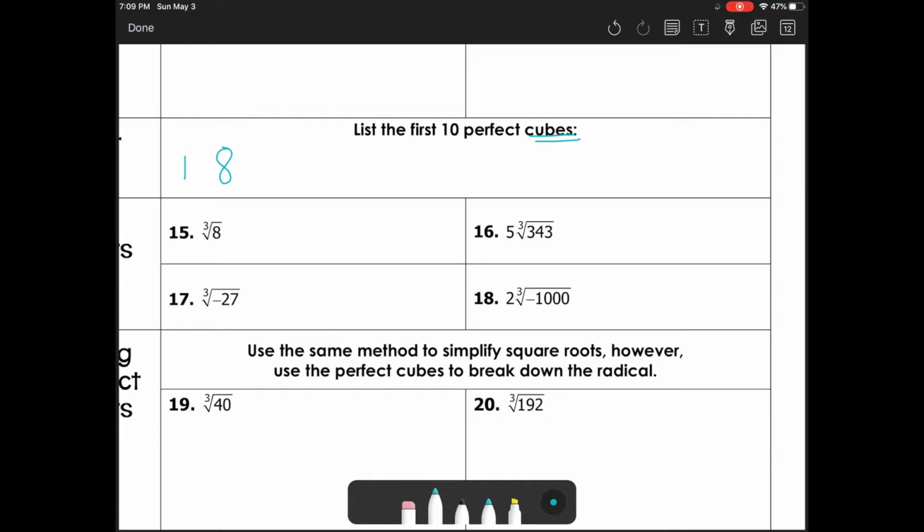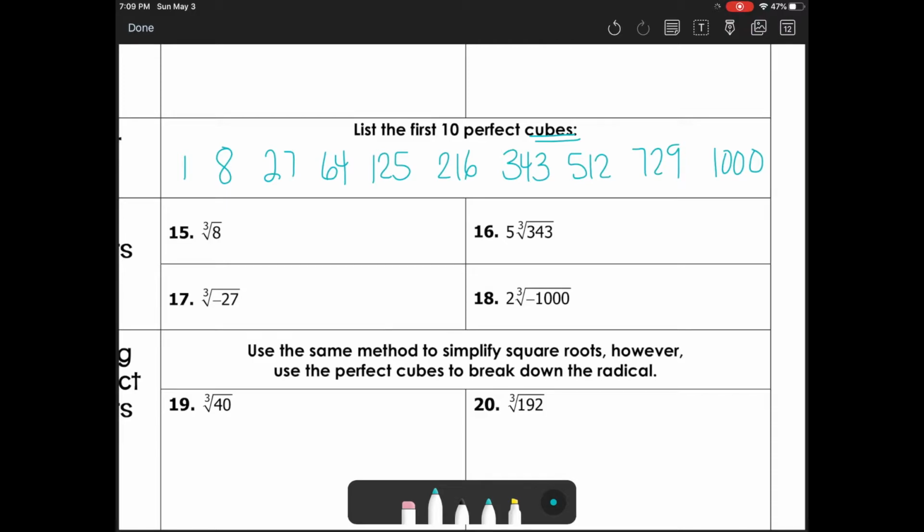3 times 3 times 3. 4 times 4 times 4. 5 times 5 times 5. 6 times 6 times 6. 7 times 7 times 7. 8 times 8 times 8. 9 times 9 times 9. And 10 times 10 times 10. All right, these are the perfect cubes.